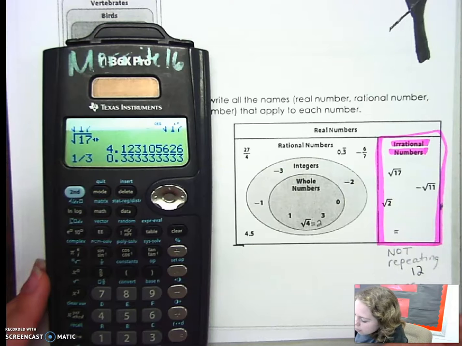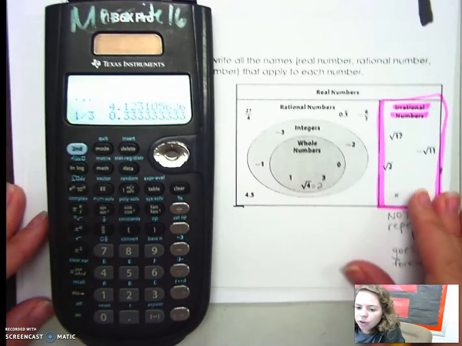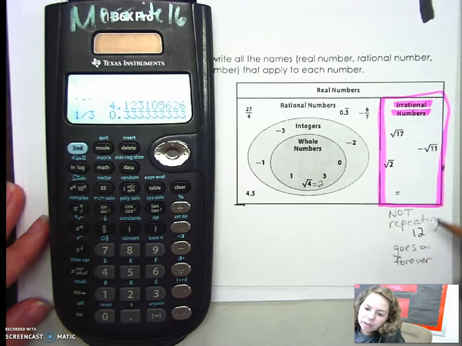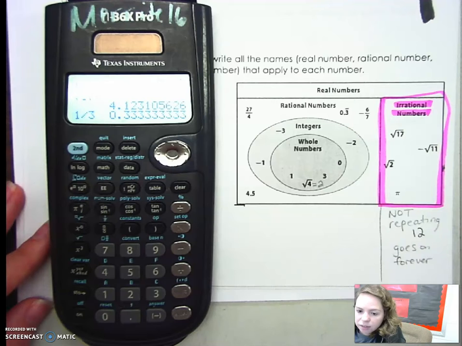So this is not considered to be a repeating decimal, but because it goes on forever, I can't call it terminating either. And those are two of the vocab words we talked a lot about the last couple days, repeating and terminating, and irrational numbers are neither of those things.